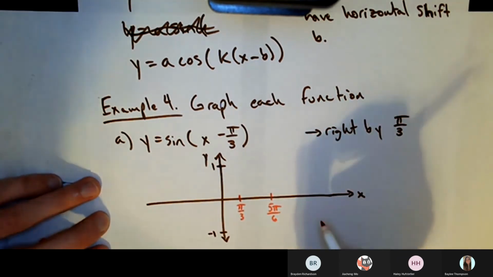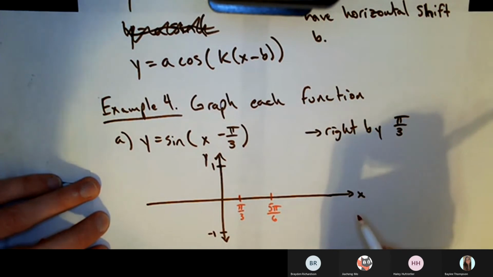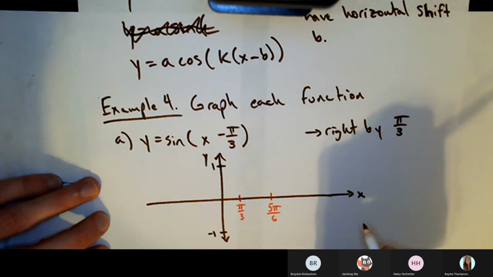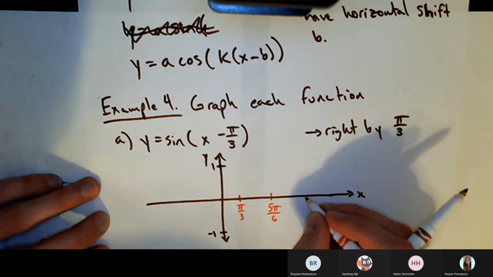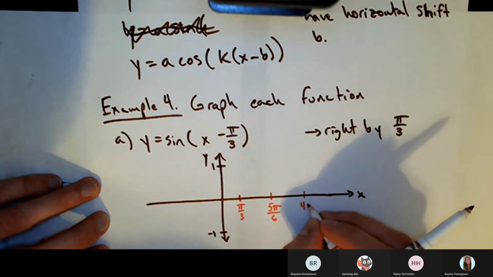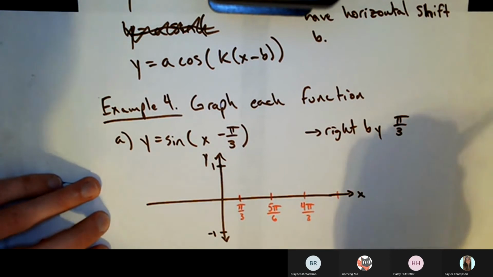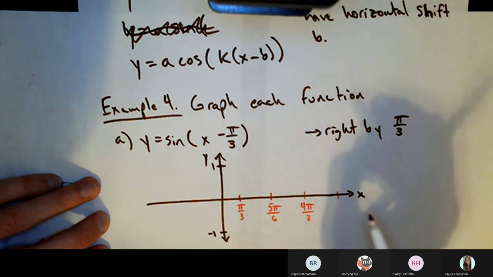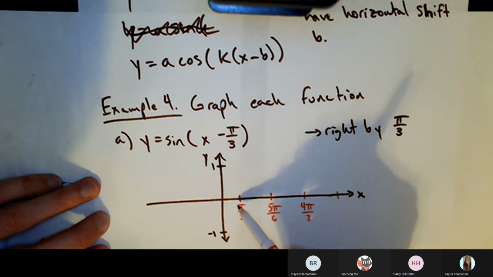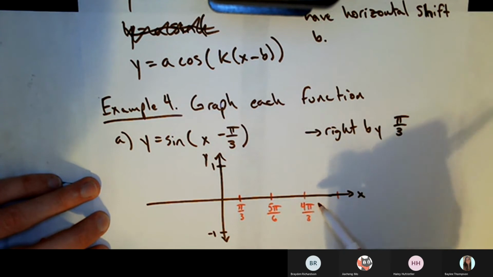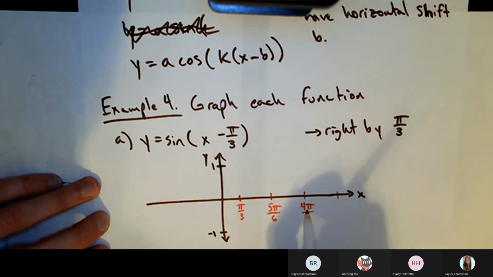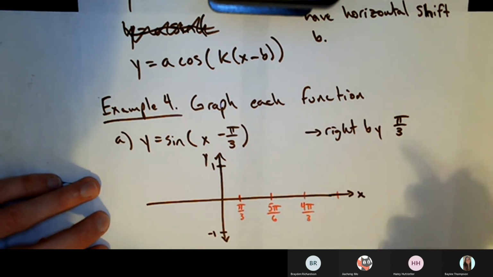And then my next value is supposed to be pi, but I want to add pi on 3 to that. So that would be 4 pi on 3. Just doing fraction arithmetic. And then, wait a second. What did I say? That was 0, pi on 2. Yeah, okay. And then pi, yeah, I'm going to need a longer x-axis.